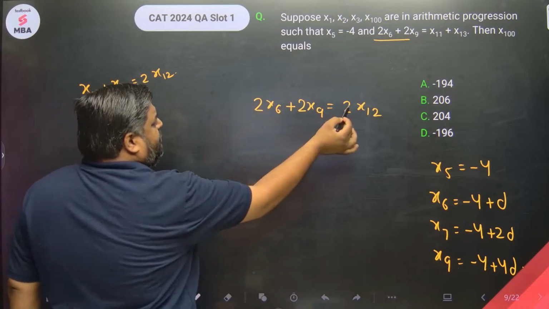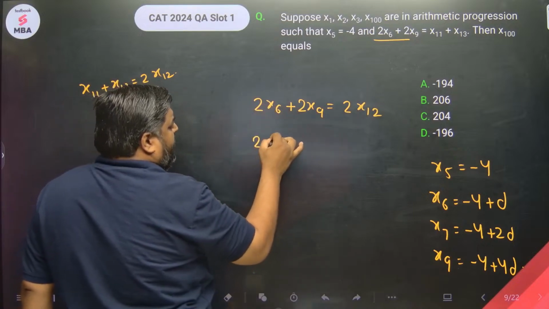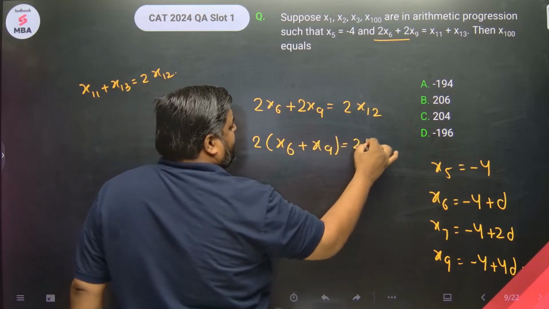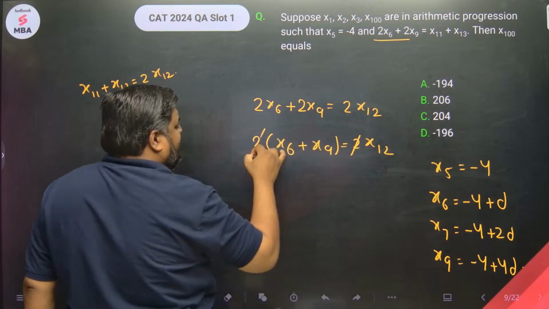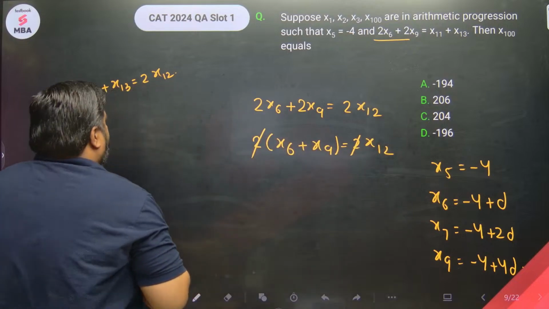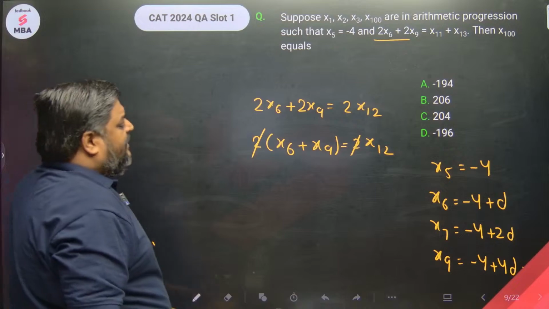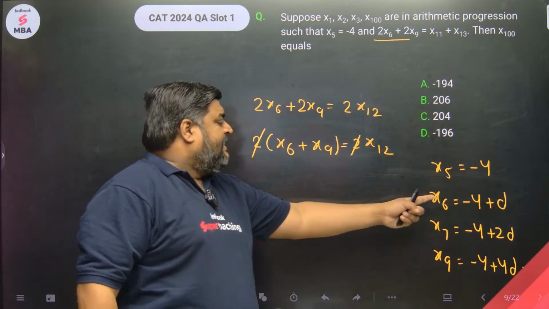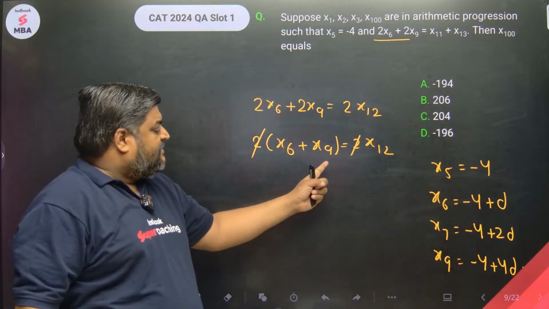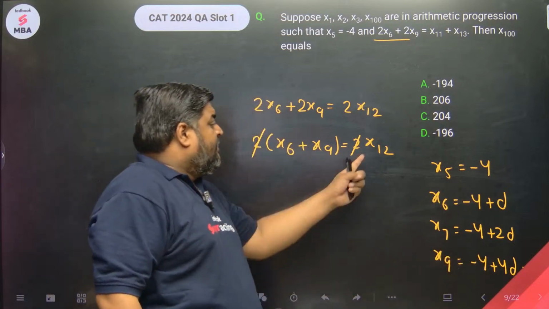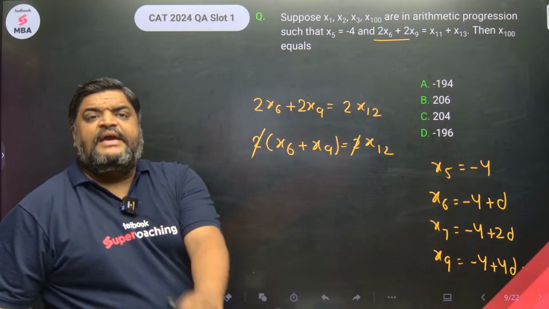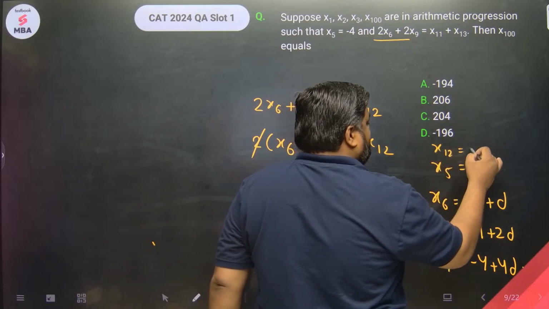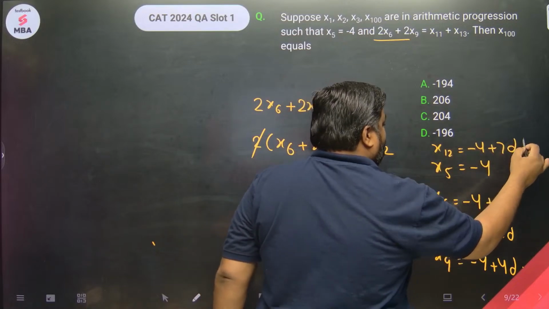So the 2 will cancel out. You take 2 common out over here. x6 plus x9 is equal to 2x12. This gets cancelled out. Okay, very good. And if the fifth term is -4, I know the sixth term would be -4 plus d. The ninth term is -4 plus 4d. What will the 12th term be? What would be x12? I can write x12 as -4 plus 7d.